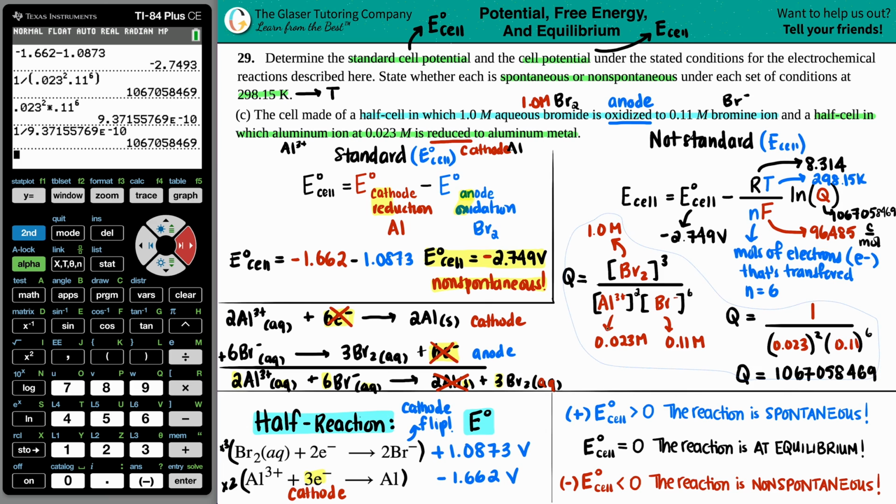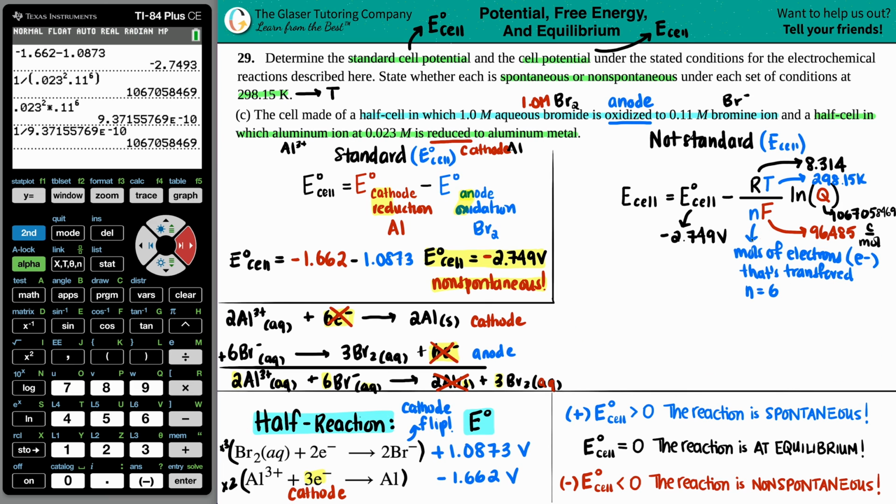And now let's get going. Maybe I'll just put this N value over here. And now we are ready. The final steps are upon us. E cell equals the E standard cell, which was a negative 2.749, minus, I have that ratio, I have the ln of that big number, and I have the 4 values up here, so 1, 2, 3, and 4. Let's just plug those in quick.